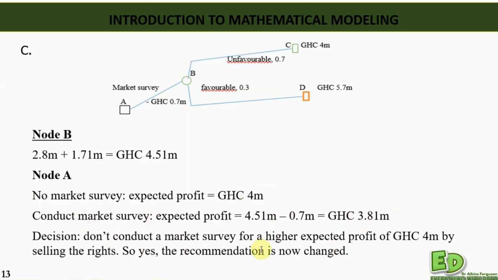So the recommendation has now changed based on the change in the uncertain event with possible outcomes. It was changed from 0.43, I guess, to 0.3, and that has changed our recommendation to the oil company.